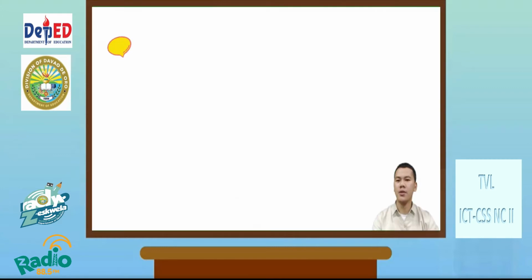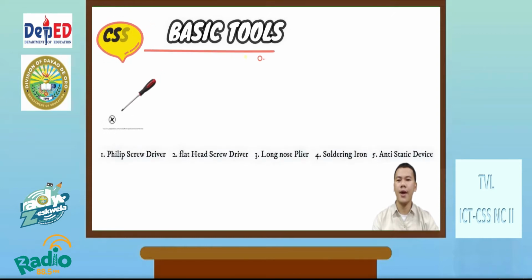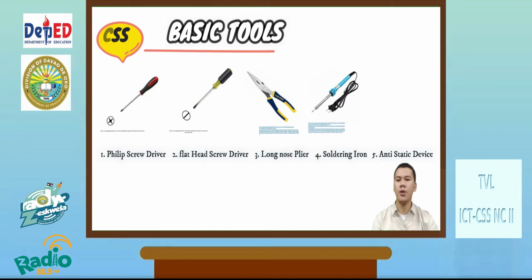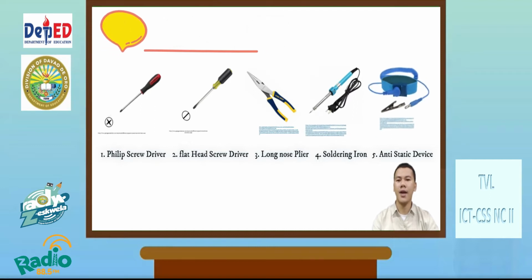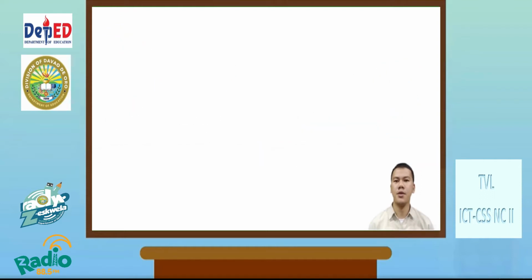The most common tools in computer system servicing are: number 1, Phillips screwdriver. Number 2, flathead screwdriver. Number 3, a long nose plier. Number 4, soldering iron. And 5, anti-static device. Let's talk about its purpose.